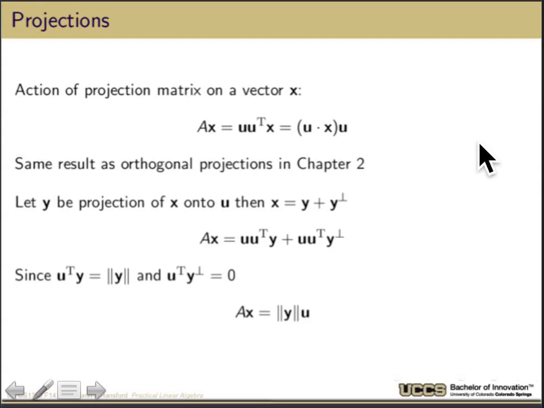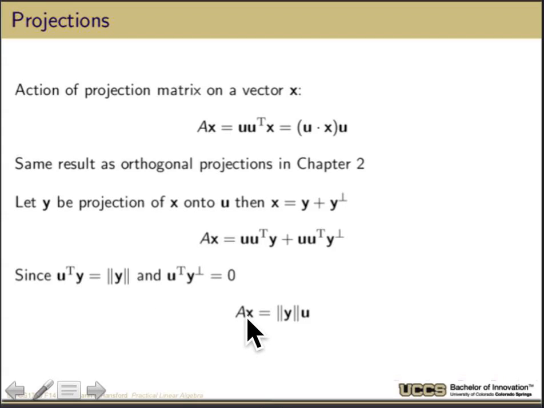So if I want to think about Y being projected onto X and then onto U, let Y be the projection of X onto U. Then I know that X is equal to Y plus Y perpendicular, and I can solve for that. AX equals U transpose Y plus U transpose Y perpendicular. Since U transpose Y equals the magnitude of Y, and U transpose Y perpendicular is 0. Why is that 0? Well, because we assumed Y is the projection of X onto U, so Y perpendicular is perpendicular to U, and its dot product here is going to be 0.